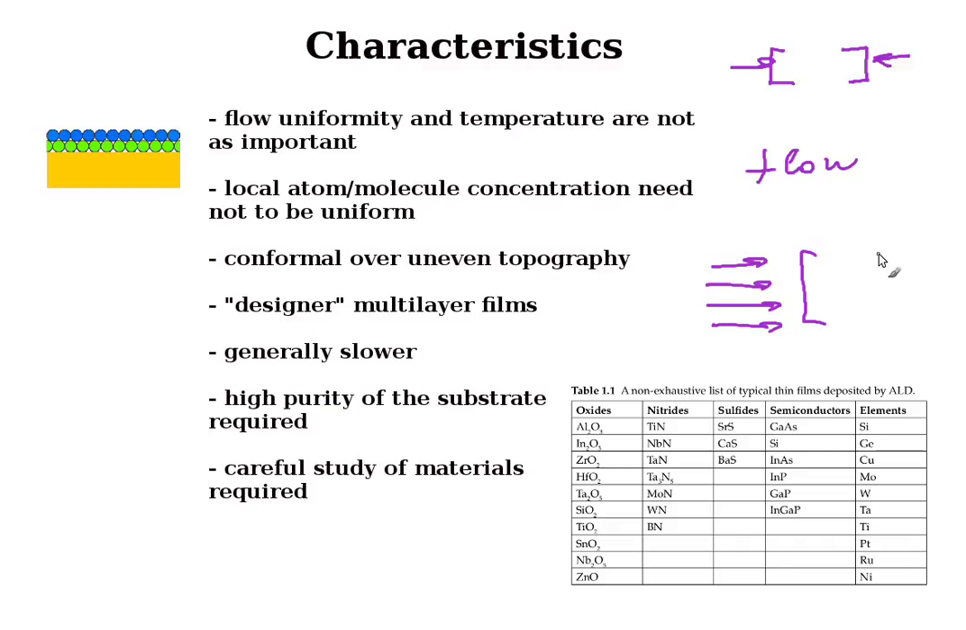creating unique thin films. The disadvantages of the process is that it's generally much slower. And if the goal is to deposit multi-layer film, you have to wait a long time. High purity of the substrate is required for the sticking factor to work. And of course, careful study of materials is required because you have to know your chemistry extremely well to ensure that the attachment rate is fast enough for you and that it is possible at all. Here you can see the table of materials that are usually deposited by ALD.